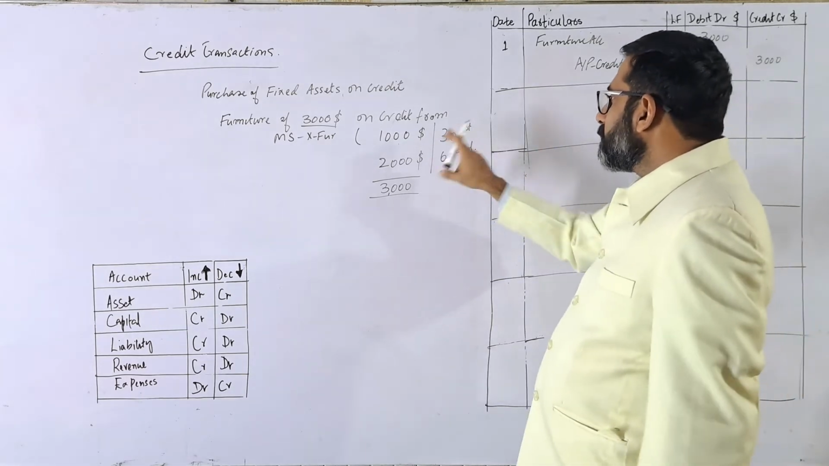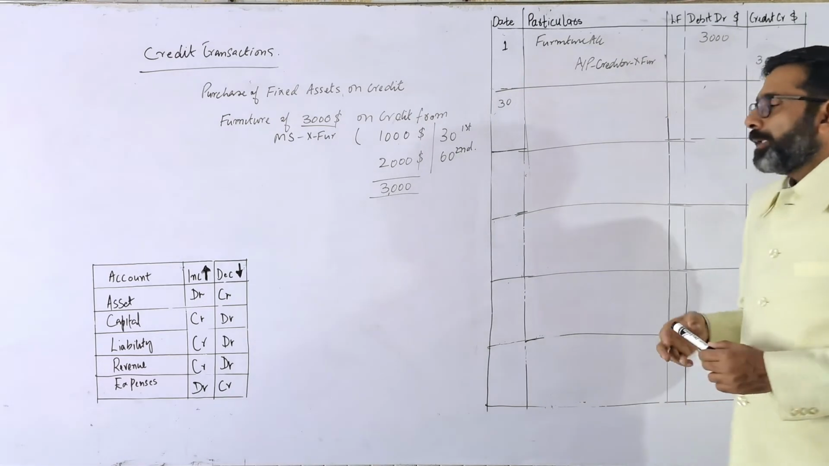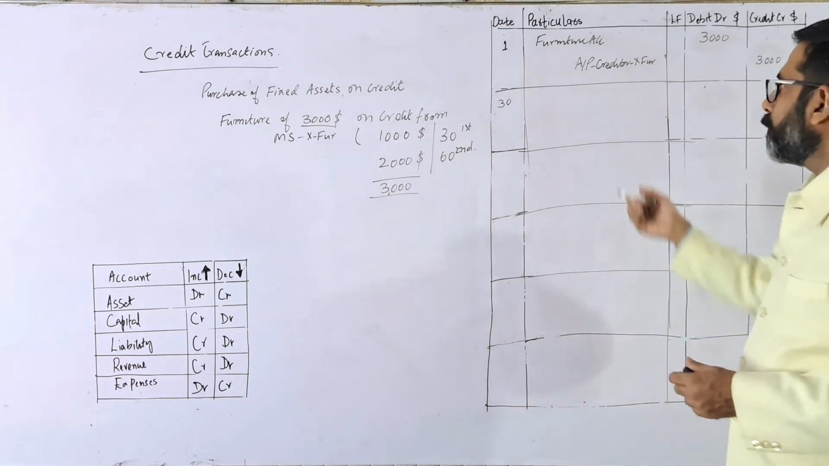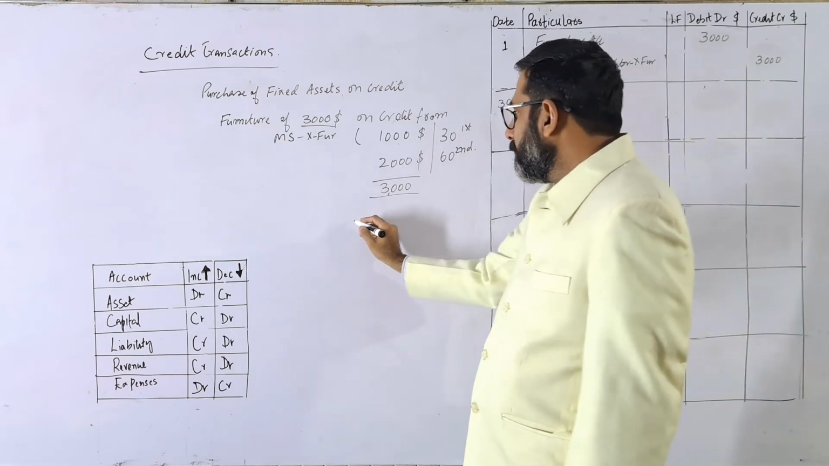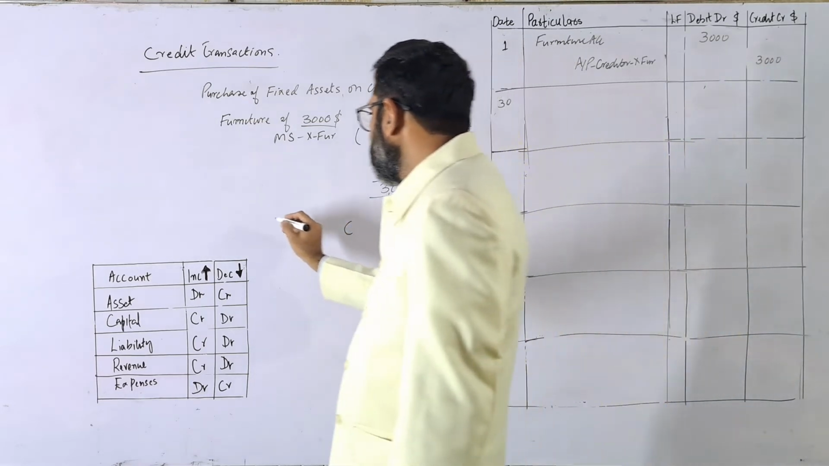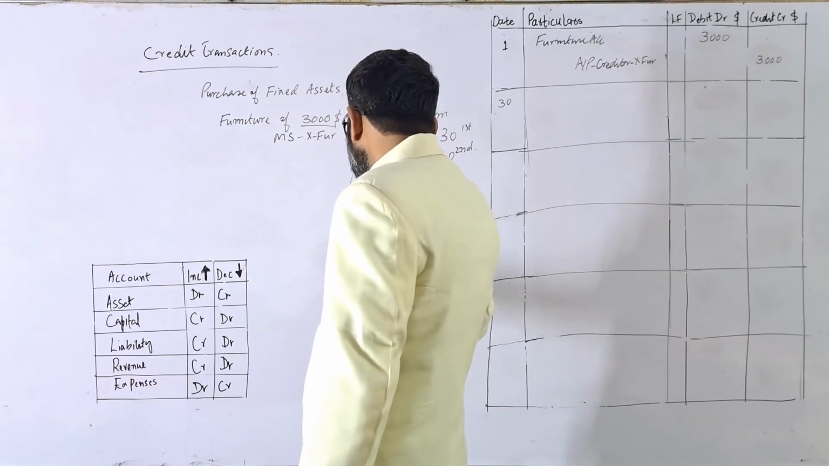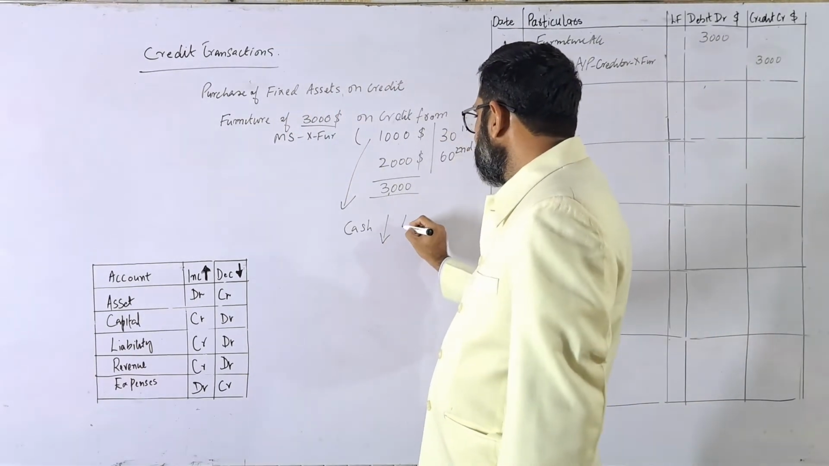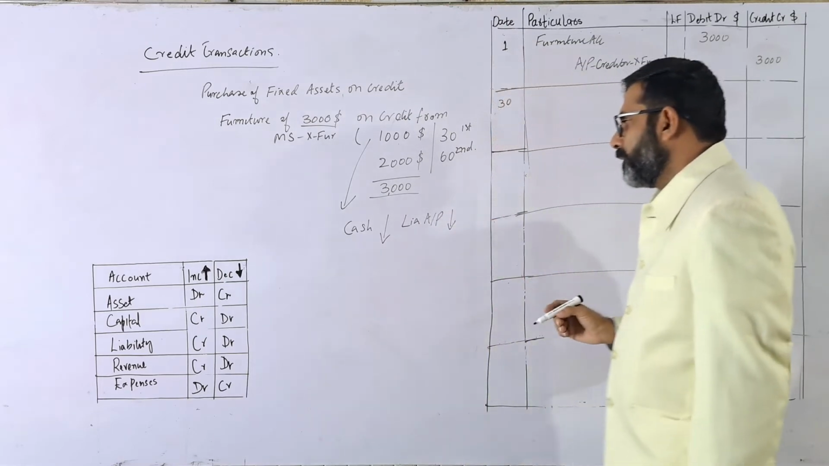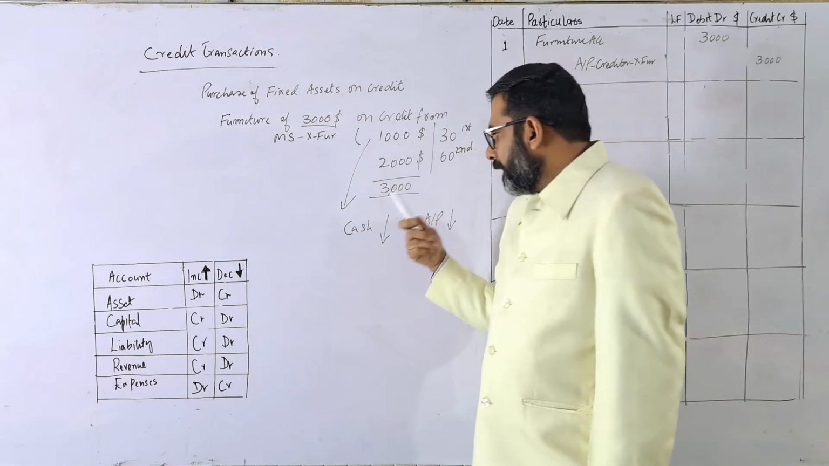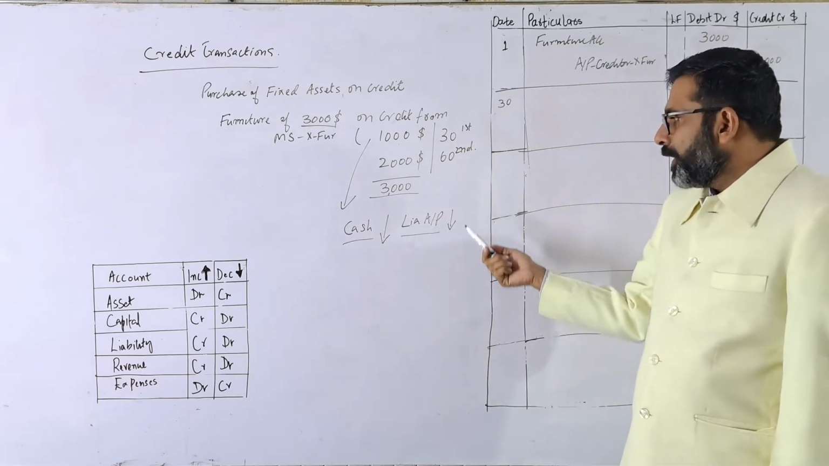Now the first installment, that is on the 30th, that the company is paying. So what will happen? They have to pay the cash. When they are making the payment of the first installment, the cash is reducing and the liability in the form of the account payable is also reducing.